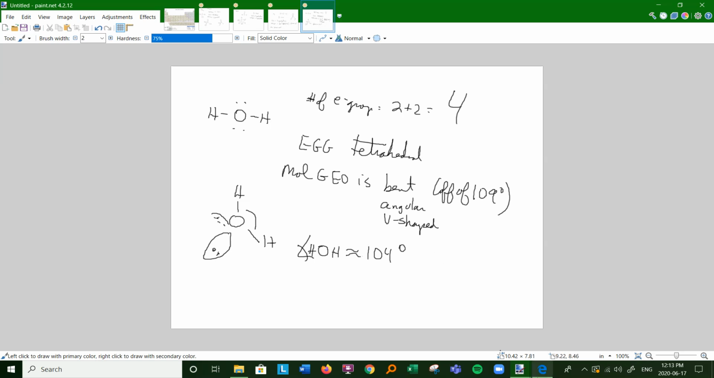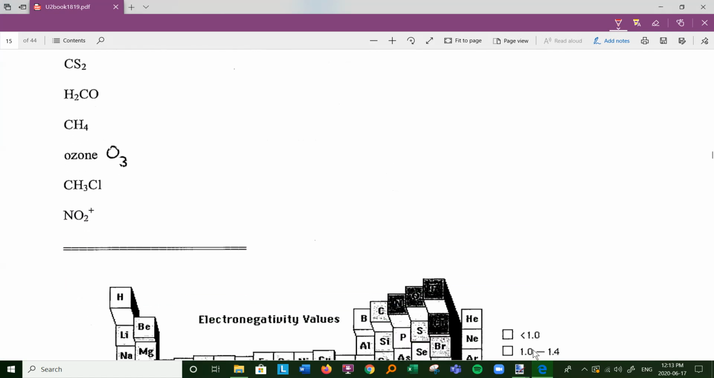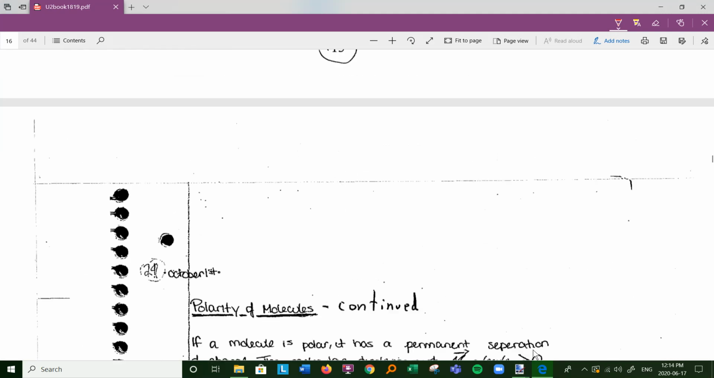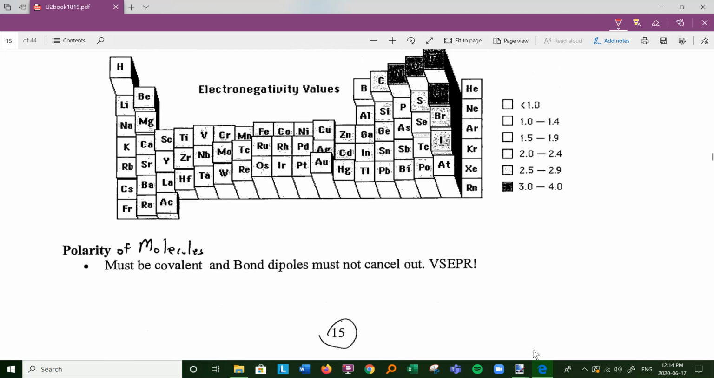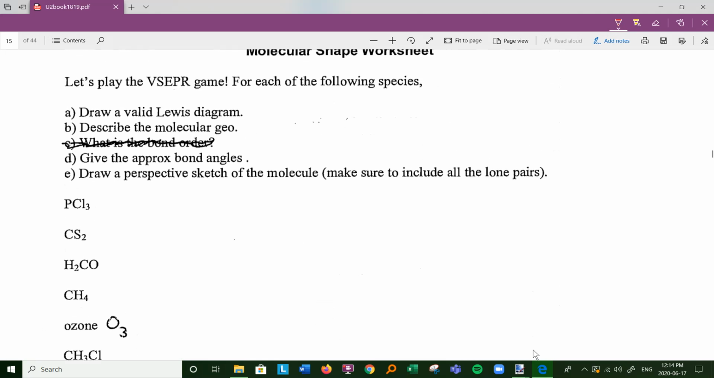Okay, let's go back to the drawing here. So we have some examples. Chart of electronegativity, polarity of molecules. Okay, that's coming up. So get some more practice. There's some sheets on just drawing the valid Lewis diagram, describe the molecular geometry and the egg, give the approximate bond angles. I mean like greater than or less than. You don't have to know that water has a bond angle of 104 degrees. Just know that it's less than 109 degrees. Do a perspective sketch, and polarity we'll get to next time. Okay, have fun.